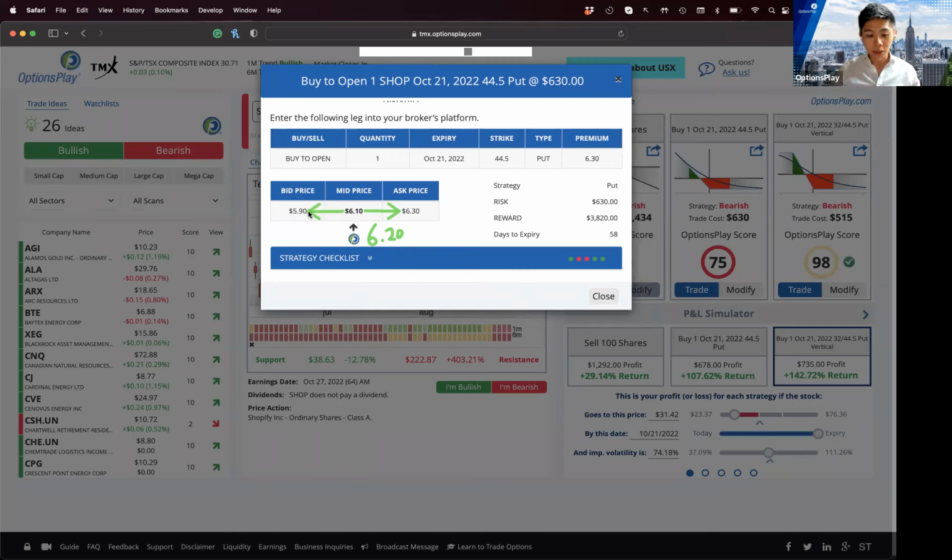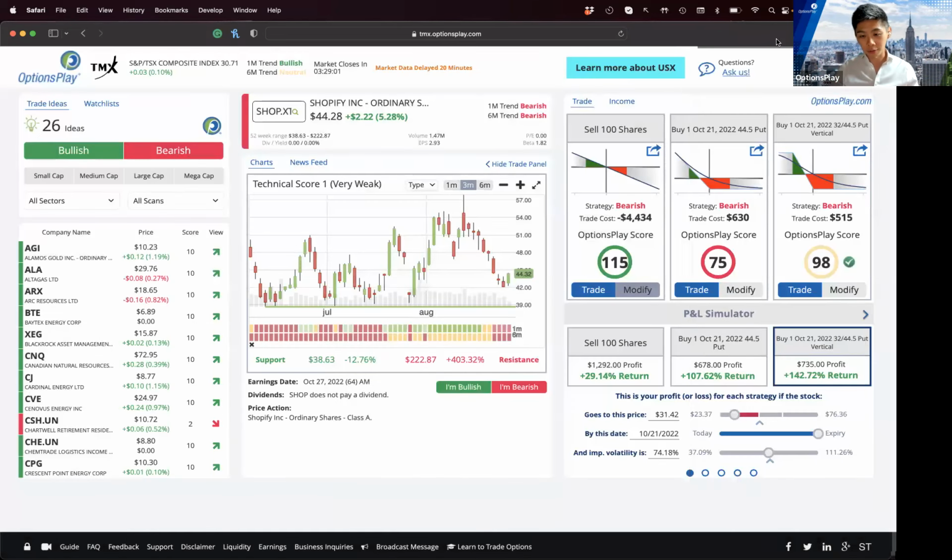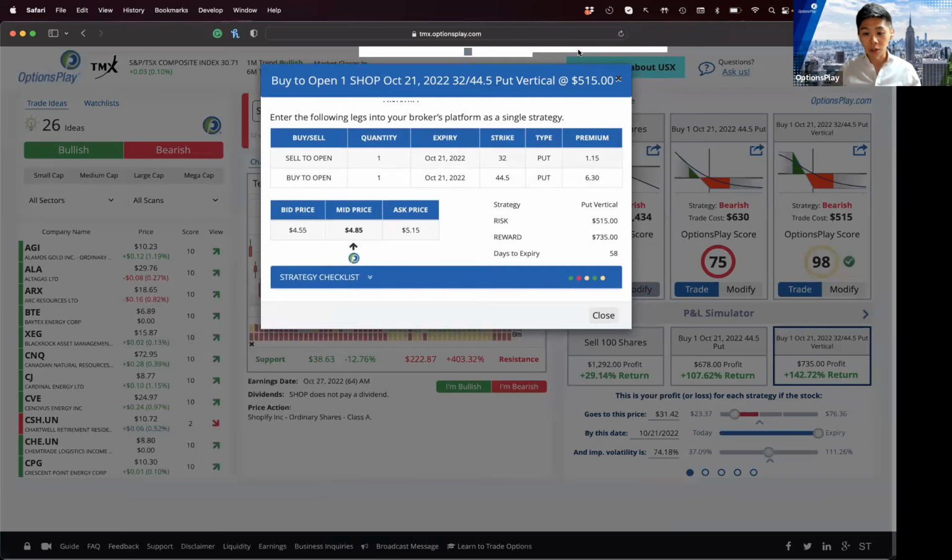If you're buying, put in your orders around $6.20. If you're selling, put in your orders at about $6, halfway between the midpoint and the asking price, or midpoint and the bid price, depending on whether you're buying or selling. If you took nothing else away from today's session, that is arguably the most important piece of information that I can share with you here today.